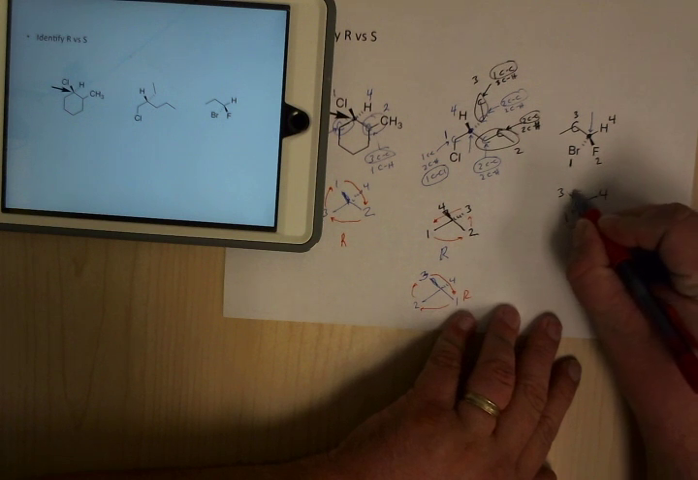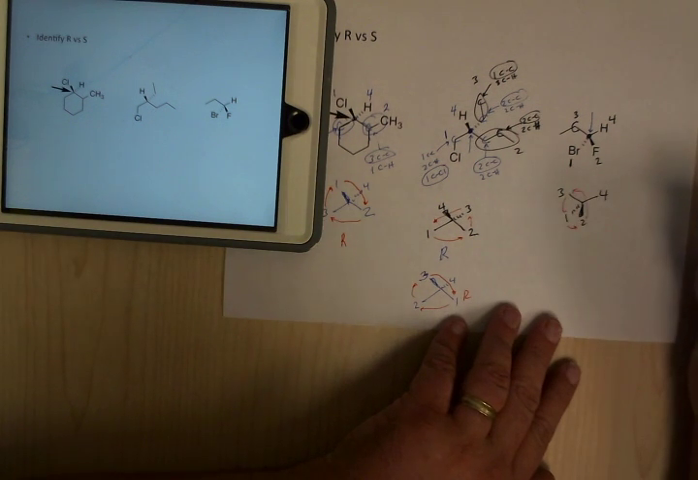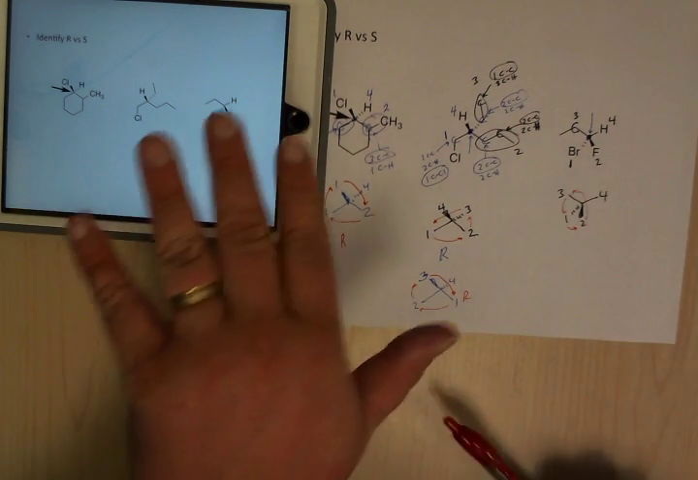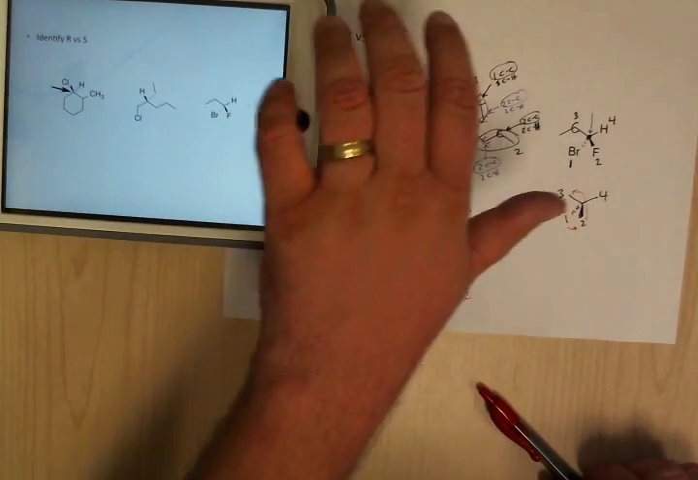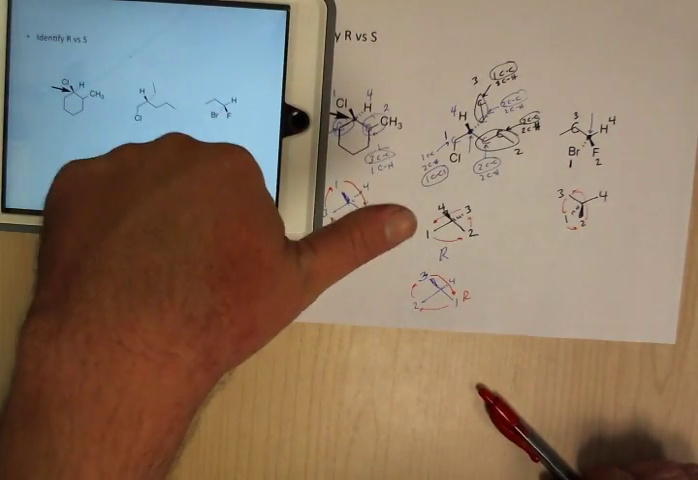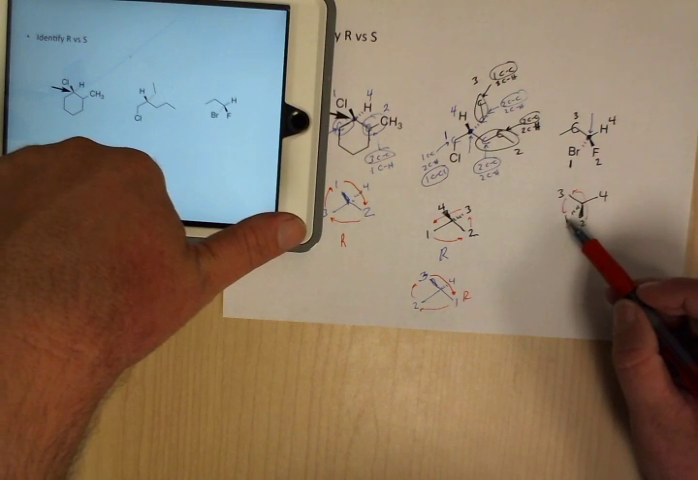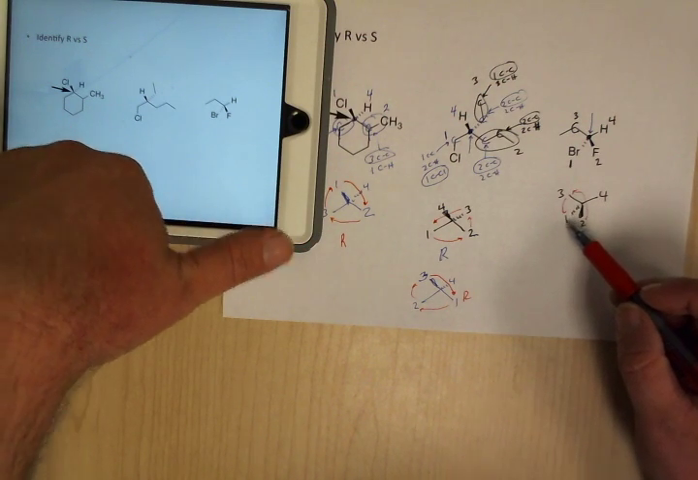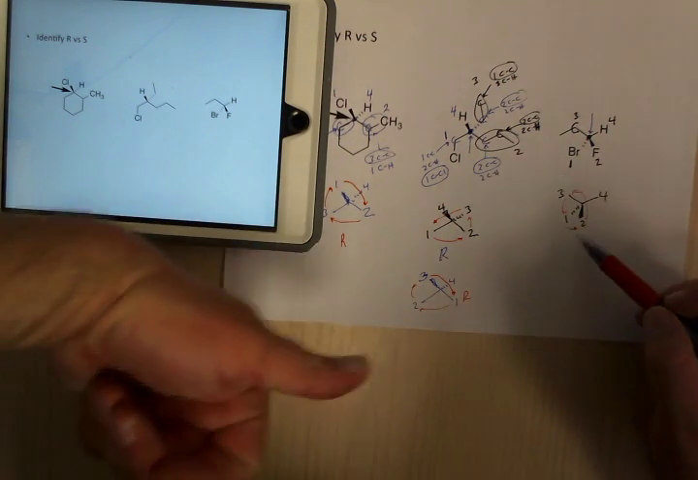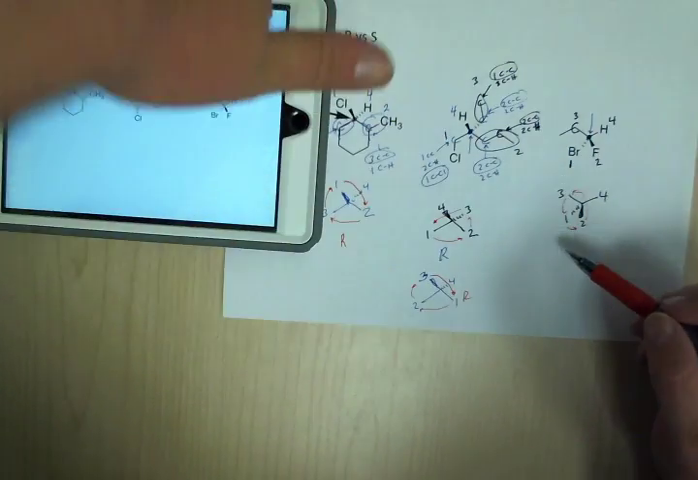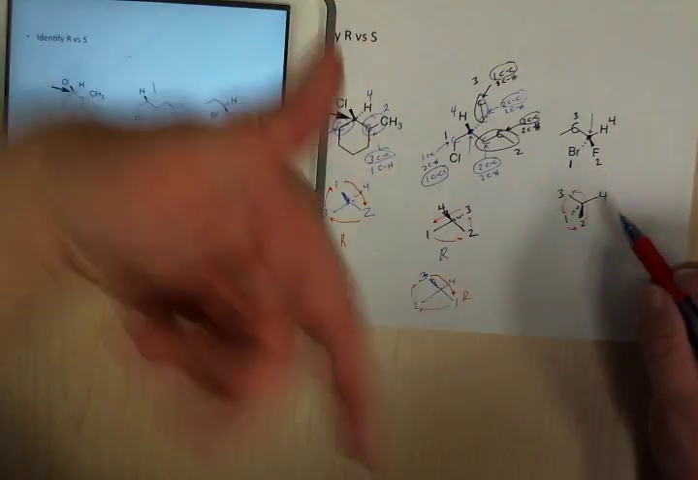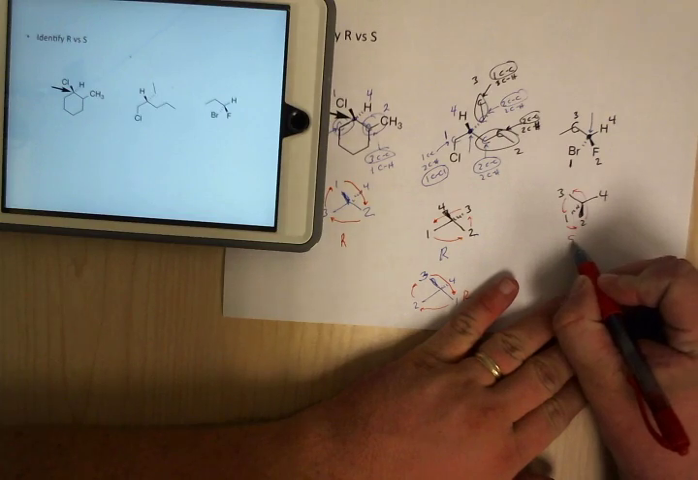So it sort of rotates like that. With the hand method, your thumb would point where the 4 is, which is here. The 1 would be behind, the 2 would come out at you, and then the 3 would be over here, so it sweeps like this. Since you're sweeping with your left hand, it would be S.